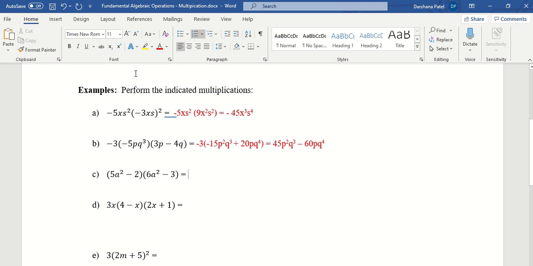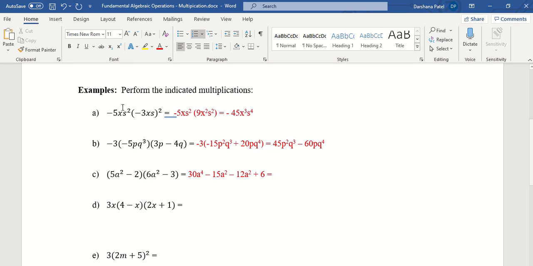Now for this one, we'll multiply first terms together. So 5 times 6 will give us 30. A square times A square will give us a to the power of 4. Now 5 times 3 will give us negative 15 A square. Negative 2 times negative 6 will give us negative 12 A square. And then last two terms will give us plus 6.